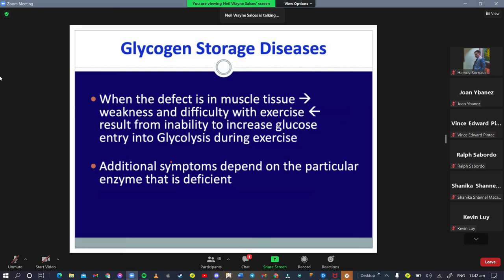However, when the defect is in the muscle tissue, this produces weakness as well as difficulty with exercise that results from the inability to increase glucose entry into glycolysis during exercise. So, additional symptoms depend on the particular enzyme that is deficient.